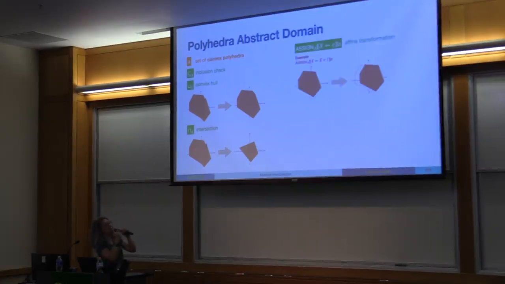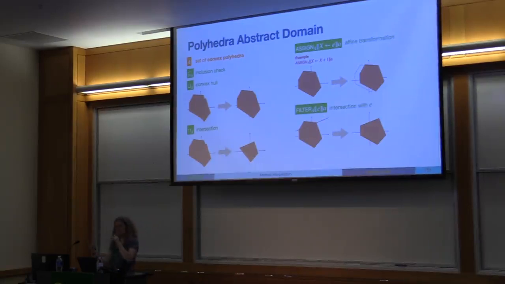The assignment is essentially performing an affine transformation. So let's say you have this polyhedra here. You're modifying this axis here. You modify x, so x now becomes x plus 1. Well, this moves your polyhedra by 1, essentially, along the x-axis. And for the filter, you have an expression. This expression is, let's say, a linear constraint or a set of linear constraints. You turn this expression into a set of linear constraints and you add it to your polyhedra, so you add more constraints.